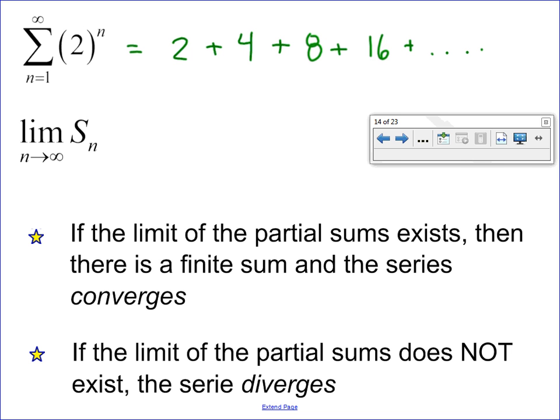So there's no way that the series would converge if my nth terms aren't approaching zero. My nth term isn't approaching zero. There's no way that my series, the sum of those terms, is going to converge to a finite amount.